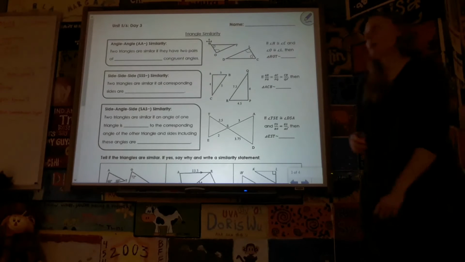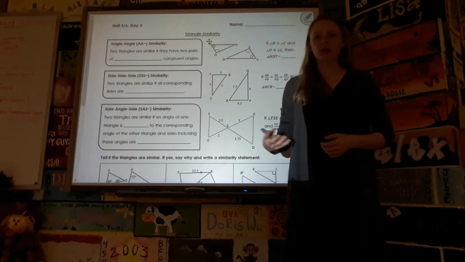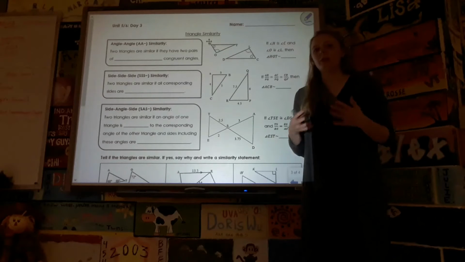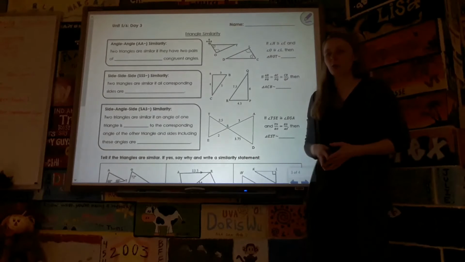What we're going to be talking about today is when we don't have all of that information, we don't have all of those sides, we don't have all those angles. What can we do if we have a minimal amount of information? So that's how we come up with these 3 rules that can help us.